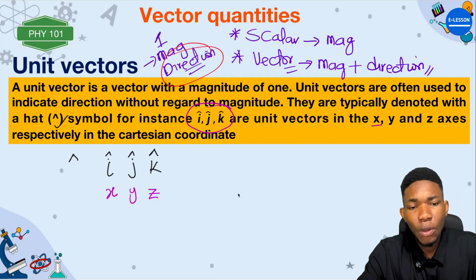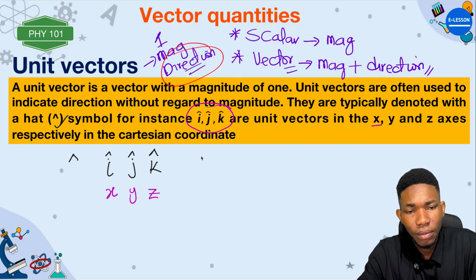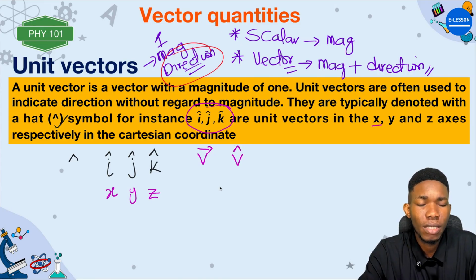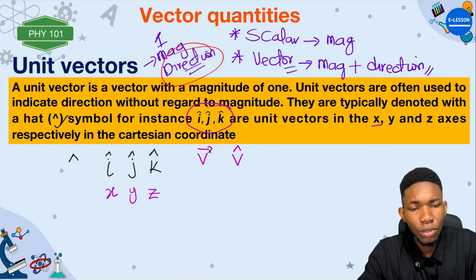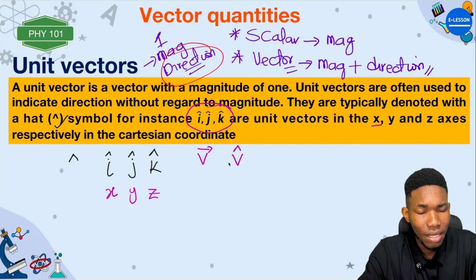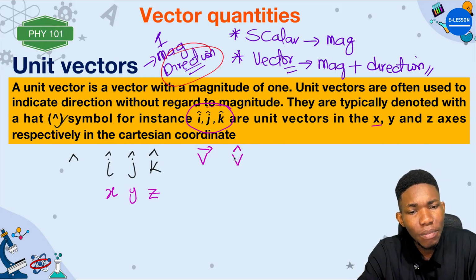Now, if you have a vector v, the unit vector for this vector v will be indicated with this. Is that okay? This is a vector. Normally, this vector v has magnitude and direction. The unit vector for v also has magnitude and also what? Direction. Is that understood? But this one is mainly used to indicate the direction of this v here.